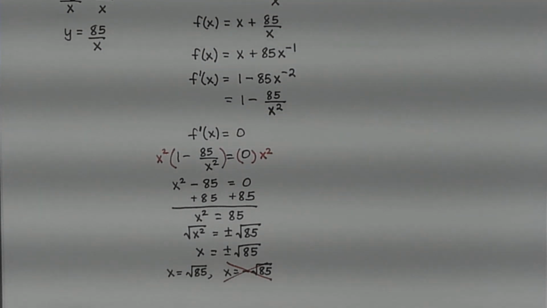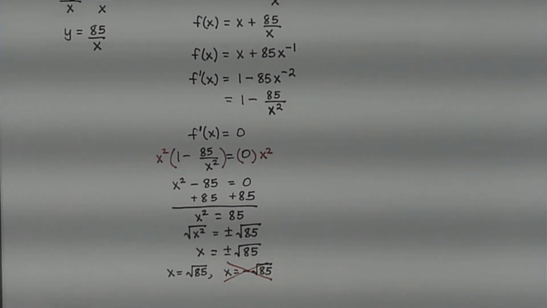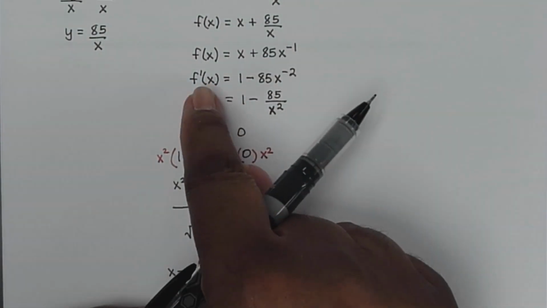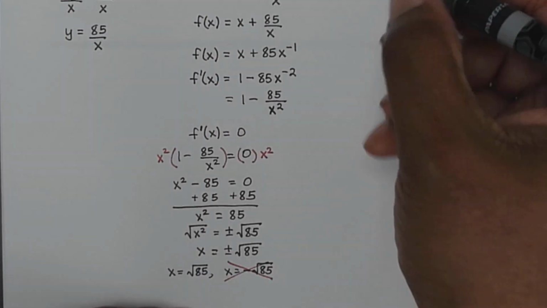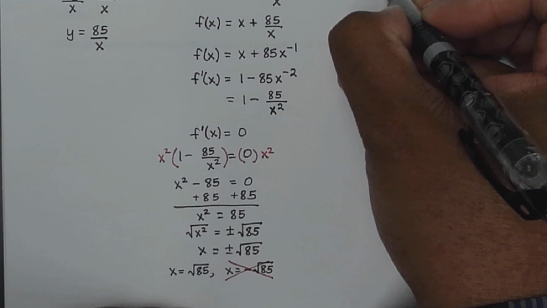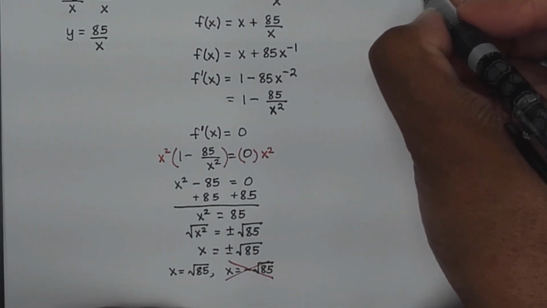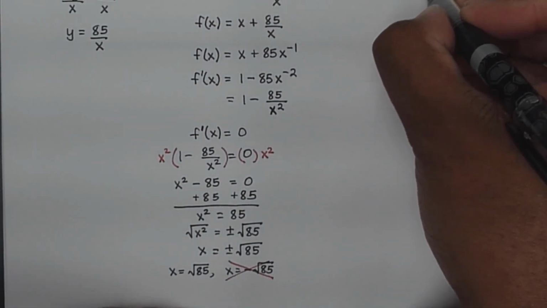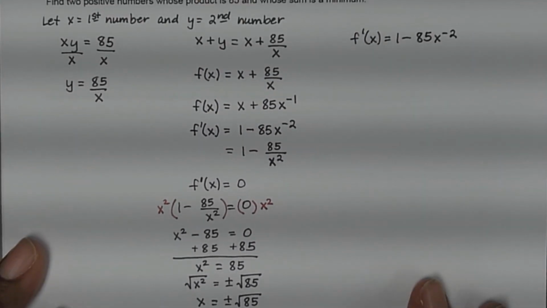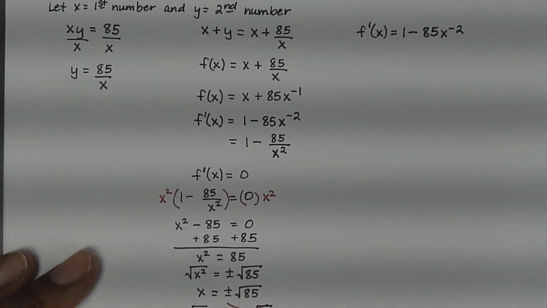All right, now we need to check to see if it's an absolute minimum. Well, for that to happen, I'll just write this as f prime of x is equal to 1 minus 85x to the negative 2. I'll take that and find the second derivative.